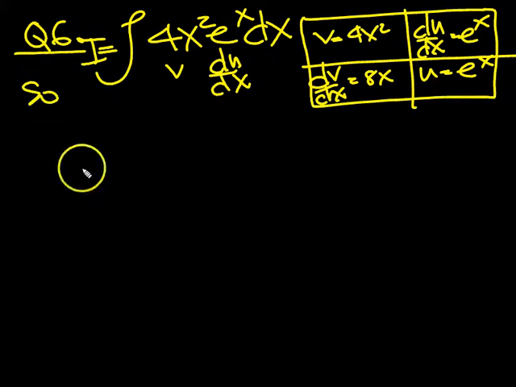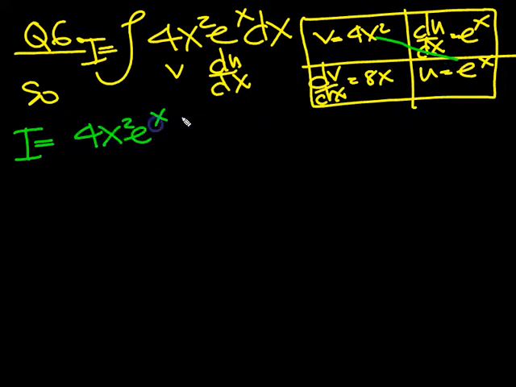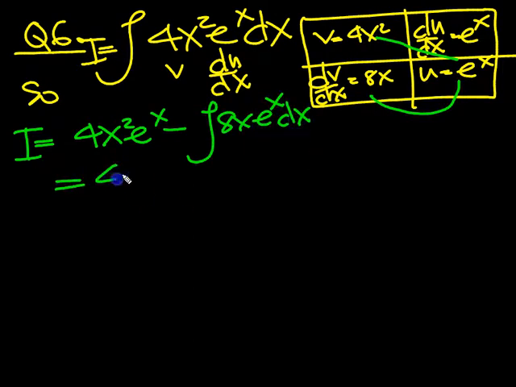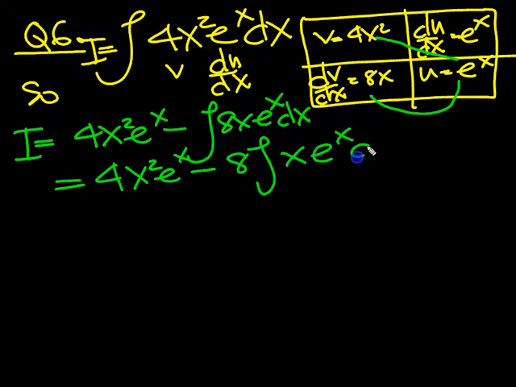So I equals then, it would be uv, so 4x squared e to the x, minus the integral of u dv dx, so it would be 8x e to the x. So that's equal to then 4x squared e to the x minus 8 lots of the integral of x e to the x dx. There we go. So we're a step nearer the solution.